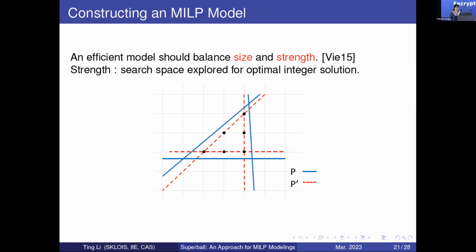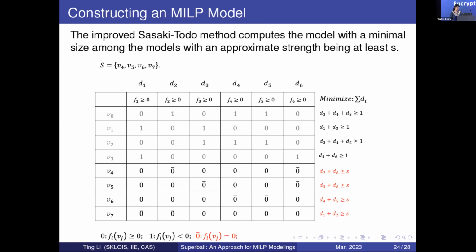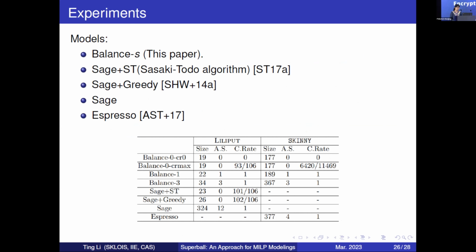Pardon? Which one? Select equality set. Will that cost a lot of time? Sorry, please repeat again. If we have gotten a lot of candidate equalities, we should select some equality set by the improved Sasaki-Todo algorithm.